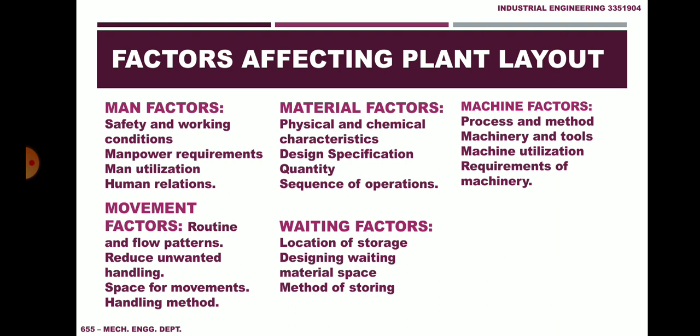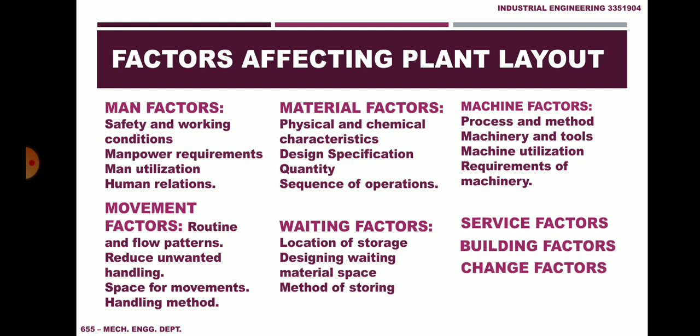Waiting factors: location of storage after the finished product, designing waiting. If the material is achieved but the design is not ideal, it also affects the plant layout. Material space for raw material, finished product, and material in process, and method of storing. Another factor is service factor, which type of service is given to either machine, man, or money. Building factors, which type of building, and the changing factor: change of environment, politics, nature also affect the plant layout.